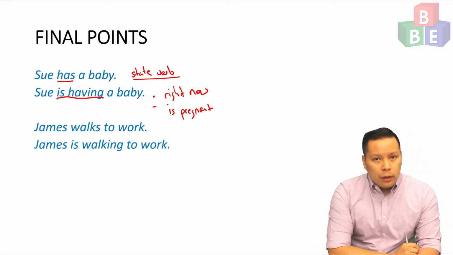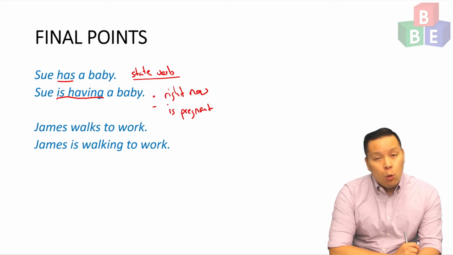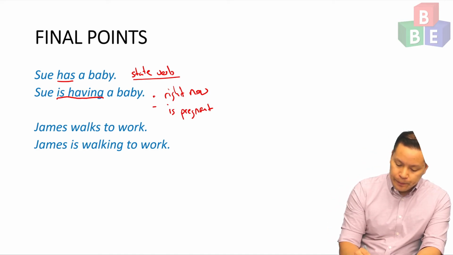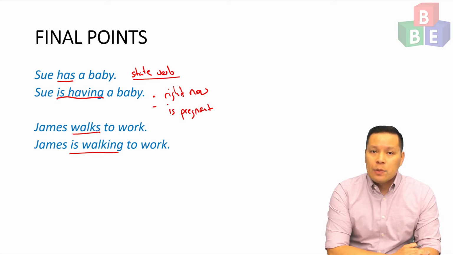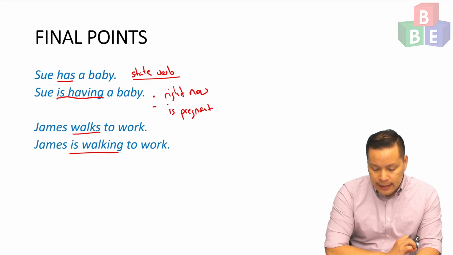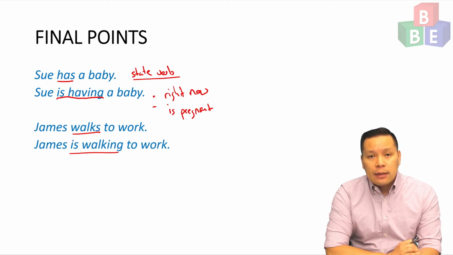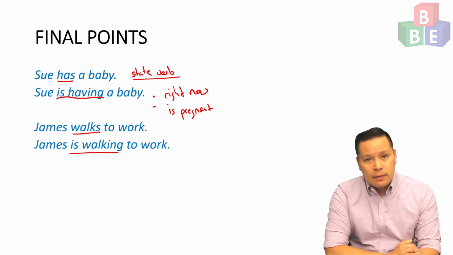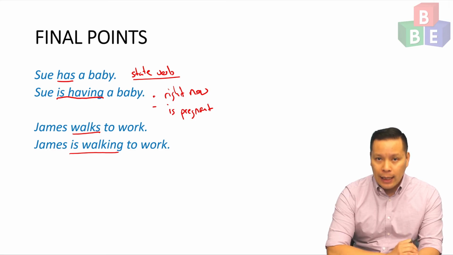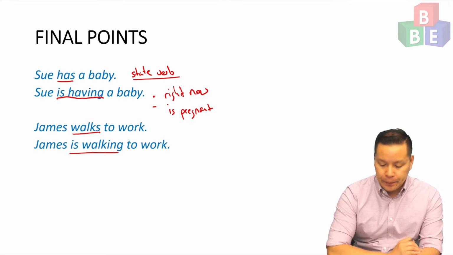James walks to work. James is walking to work. In the first sentence, James walks to work. This tells us that walking to work is a habit and routine for James. This is his normal way to go to work.